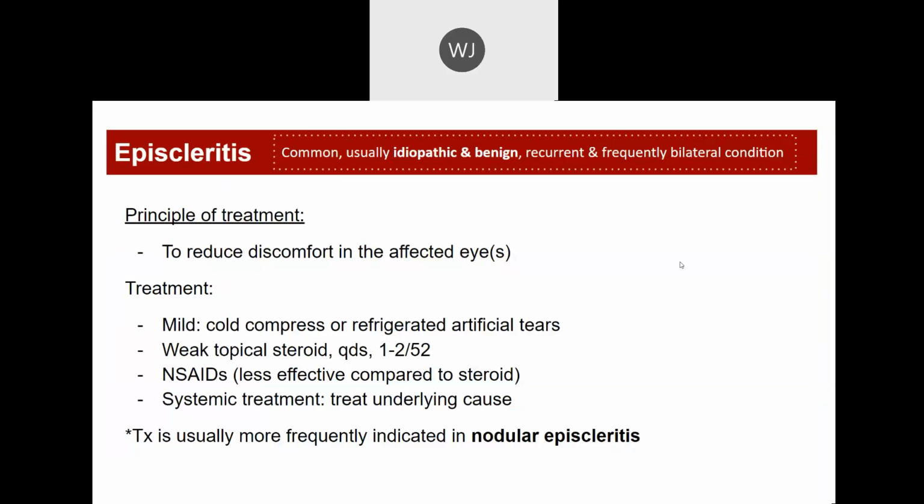The principle of treatment is to reduce discomfort and inflammation in the eyes. If it is mild, we can just use a cold compress or refrigerated artificial tears. We can also give topical steroids 4 times a day for 1 to 2 weeks in more severe cases. NSAIDs can also be given if steroids are not tolerable, but they are less effective compared to steroids.